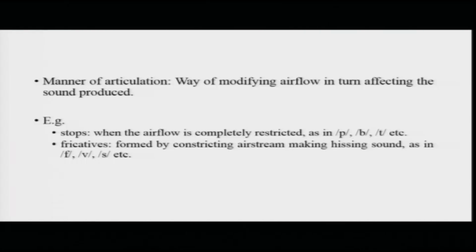Another important aspect is the manner of articulation. How do you modify the flow of air through the vocal tract? We talked about place of articulation, and we also talked about manner of articulation. You can completely restrict the flow of air, and in that sense you will be creating a family of sounds referred to as stops: p, b, t. And you can have fricatives, when you are constricting the airstream by making a hissing sound: f, v, s. So sounds can be classified in this manner as well.